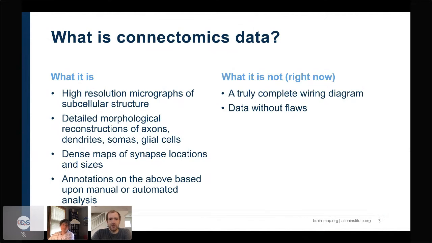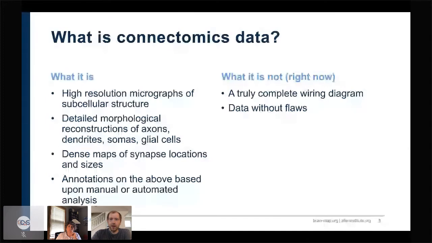I'm going to describe some things it is and some things that it is not. What it is, as Nuno mentioned, is these really high resolution micrographs of subcellular structure in the brain. It contains detailed morphological reconstructions of axons, dendrites, somas, glial cells. It has dense maps of synapse locations and their sizes, and a variety of other annotations that can be put on the data either manually or in an automated fashion in order to provide some kind of context for analysis.